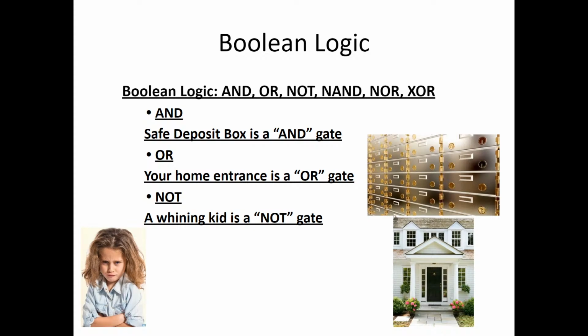And so we saw these real life examples of them, where the safe deposit box was like an AND because you needed both keys. The home entrance was essentially an OR gate because any of the keys could unlock the house, and a whining kid would be a NOT gate because, well, you can't get past one.